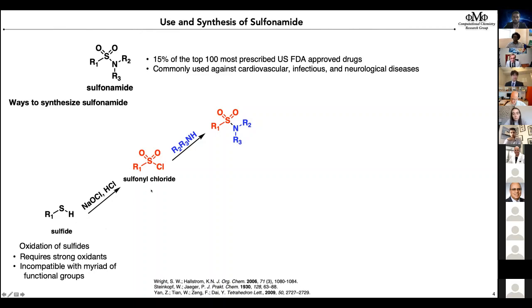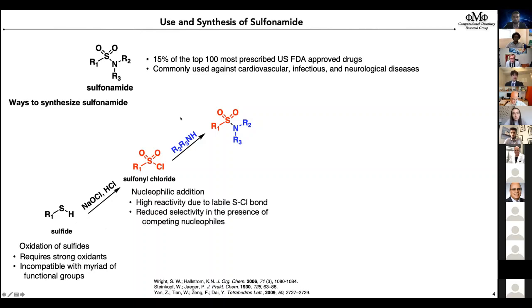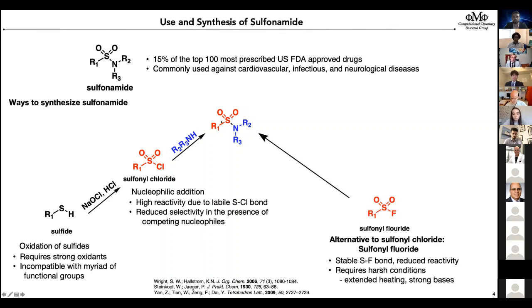The second reaction involves the nucleophilic addition of an amine towards sulfonyl chloride. Because of the weak sulfur 6 chlorine bond, this reaction is highly reactive, and we can't expect much selectivity in the presence of competing nucleophiles. As an alternative, sulfonyl fluoride has been introduced to the field.